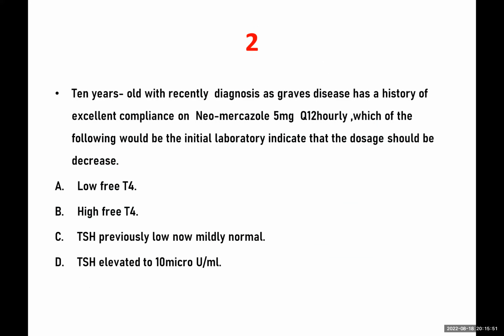Next, the second case. This is a 10 years old recently diagnosed with Graves disease, with a history of excellent compliance on neomercazole 5 mg 12 hourly. Which of the following would be the initial laboratory indicator that the dose should be decreased? Is it the low free T4, or the high free T4, or TSH previously low and now mildly normal, or a TSH elevated to 10? What is the answer?